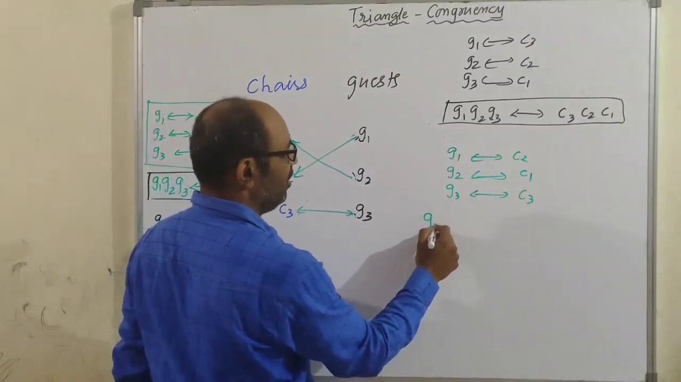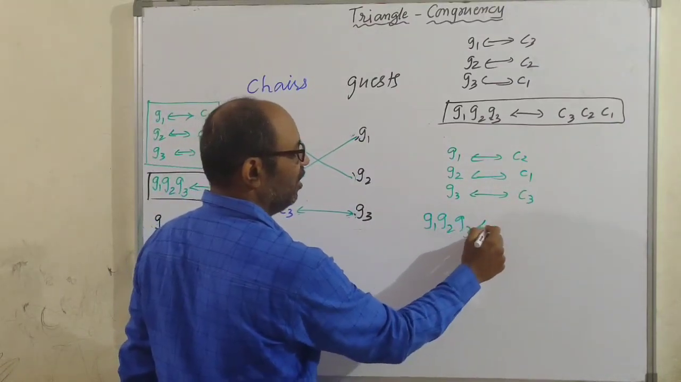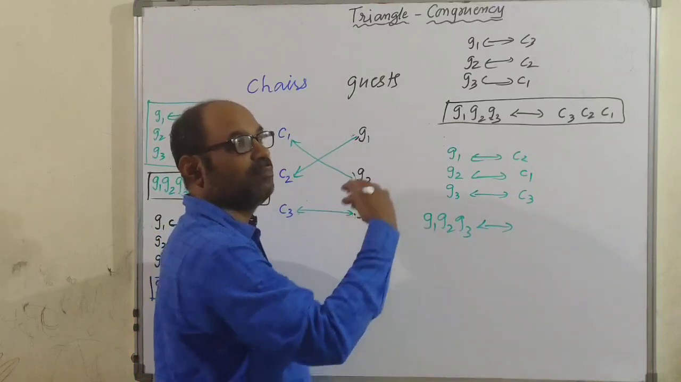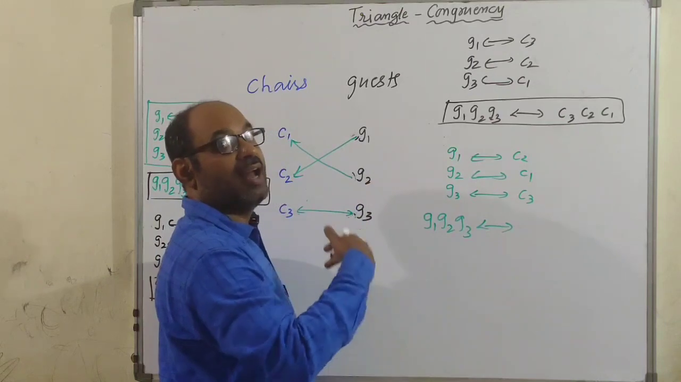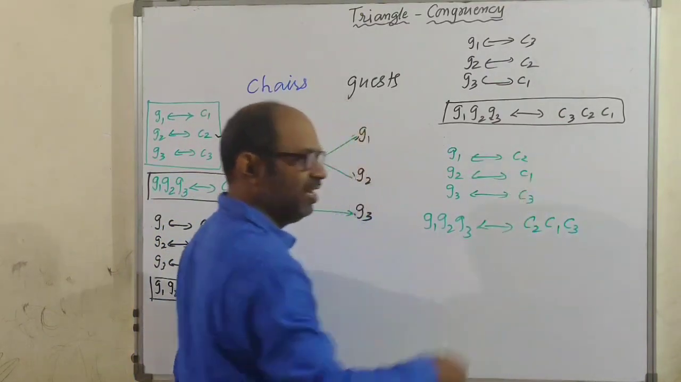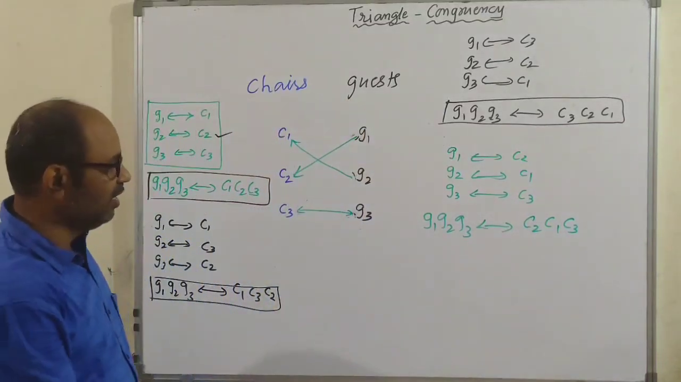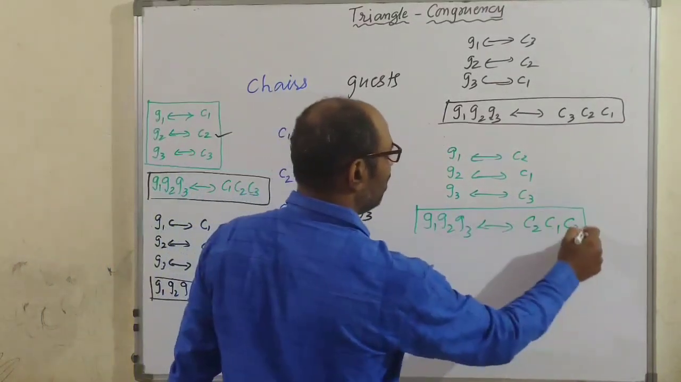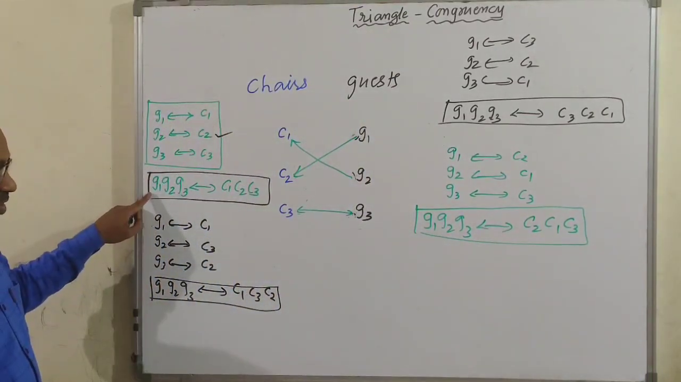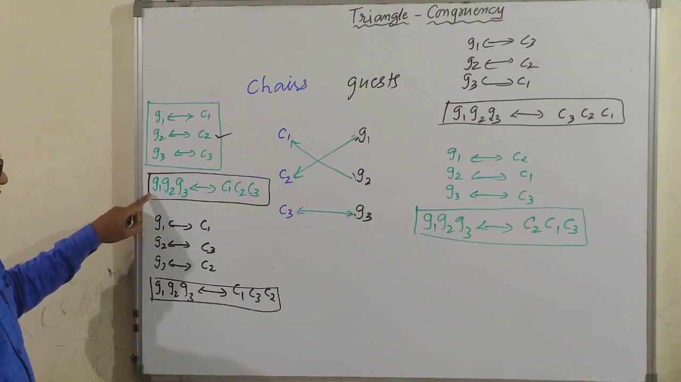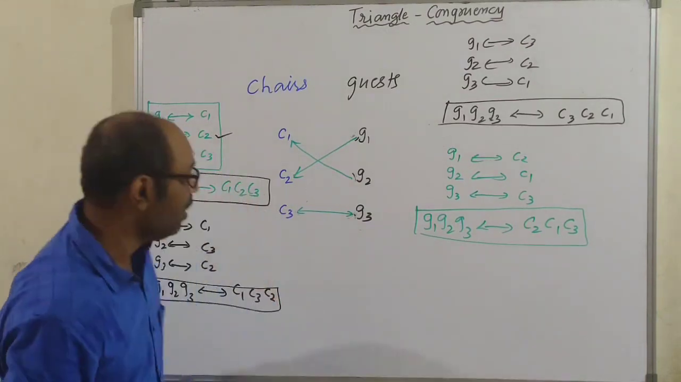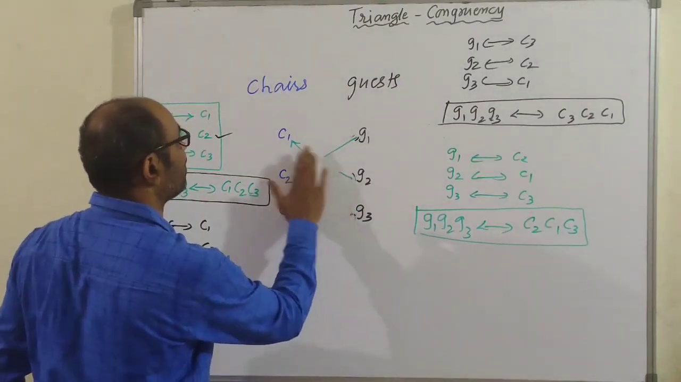So you can say G1, G2, G3, these 3 guests are connected, linked, joined or associated with chair 2, chair 1 and chair 3 in that order. Is that clear? So this is the fourth connection. Alright. G1 with chair 1. Correct?